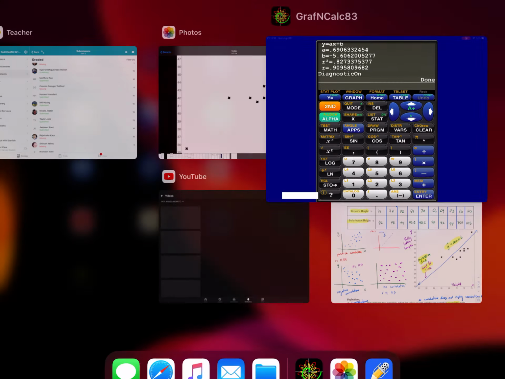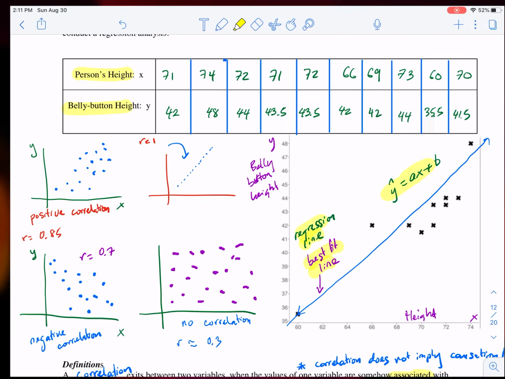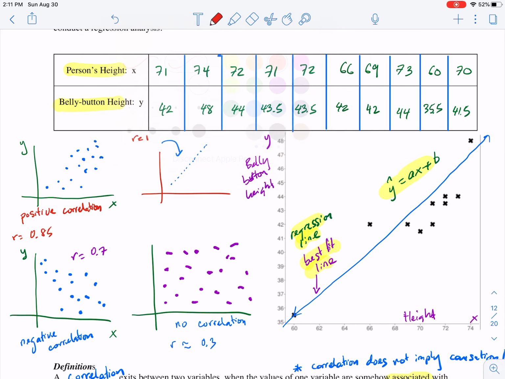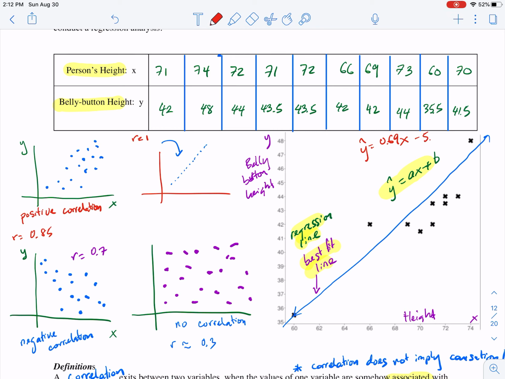Anyway, so here are the coefficients. I got a is 0.69, so I'm going to write the equation. y hat is 0.69x, and then b is negative 5.6. All right, so this is our regression equation. And the r value is pretty close to 1, 0.9, so that means these points are pretty close to the line.